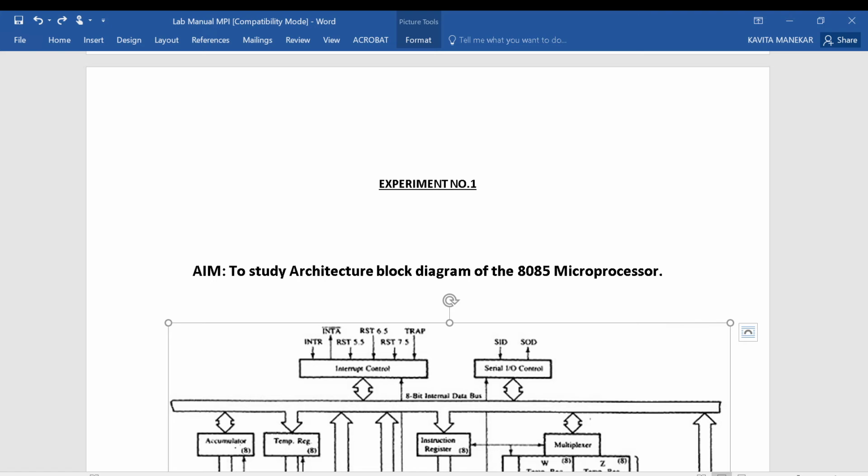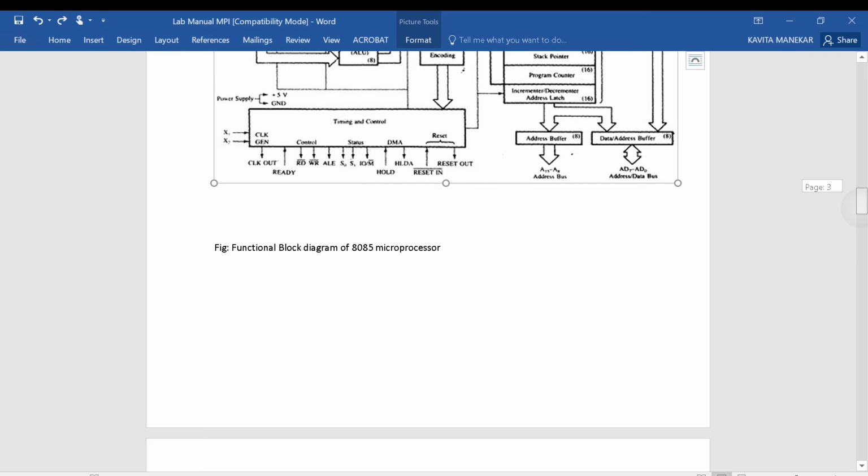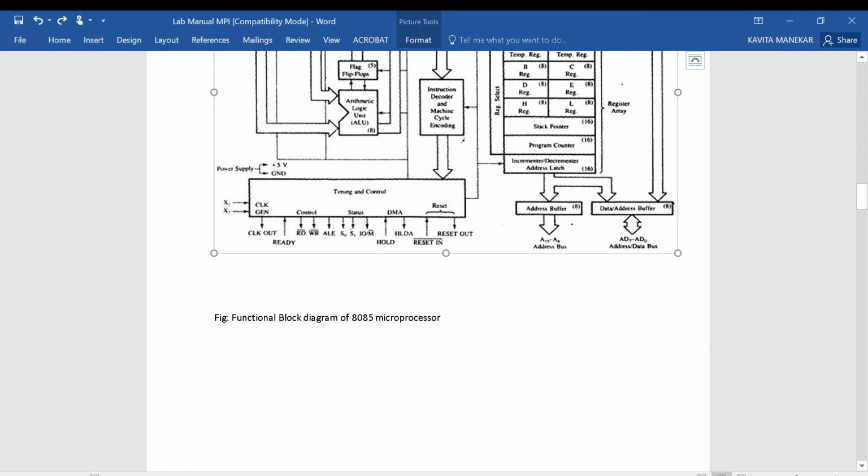Again, the externally initiated operations are done by the pins at the control unit, that is reset in and reset out, which is at the timing and control unit. And to respond to a hold request, we use the hold pin, and for the acknowledgement it is HLDA, that is hold acknowledgement. So this is about the signals.